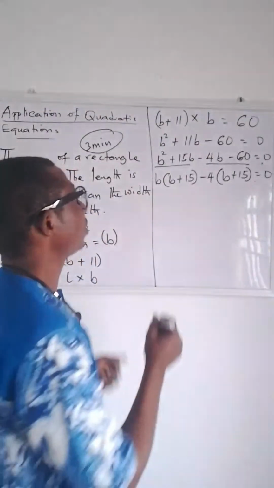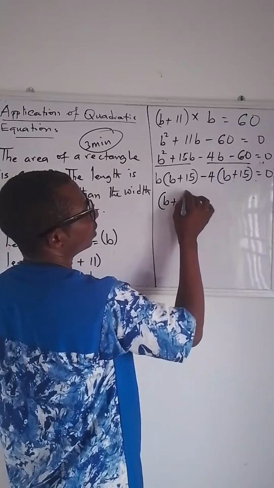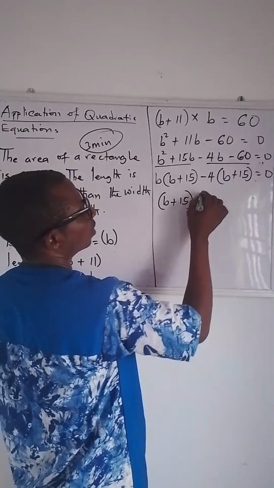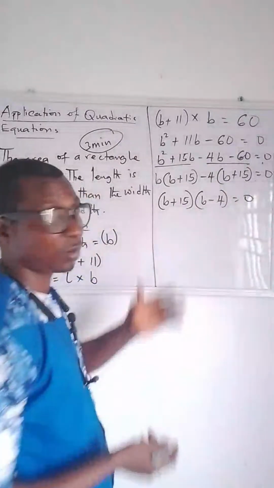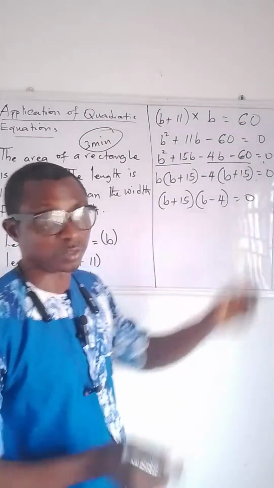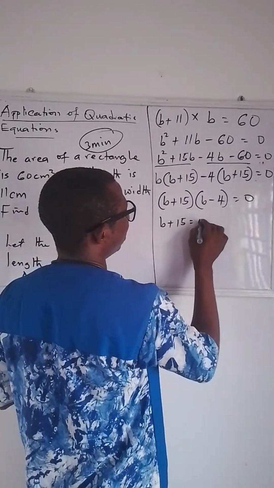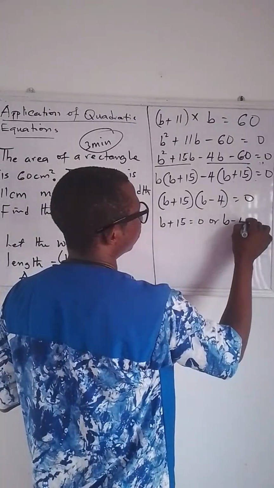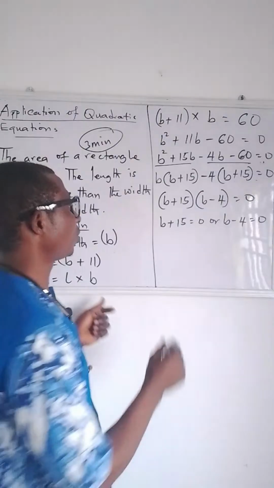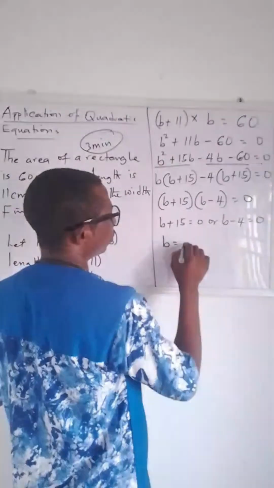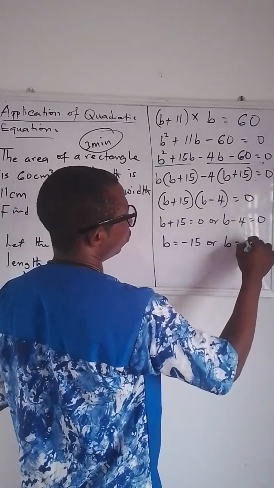Good. So now, what is the common factor here? You have b plus 15. And you are left with b minus 4 equals to 0. So you have two numbers multiplying each other to have 0. So it's either b plus 15 equals to 0 or b minus 4 equals to 0. Okay, so we now have b equals to minus 15 or b equals to 4.